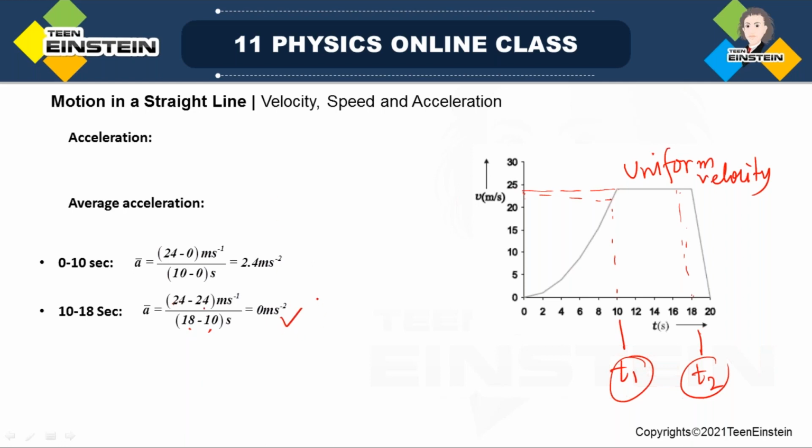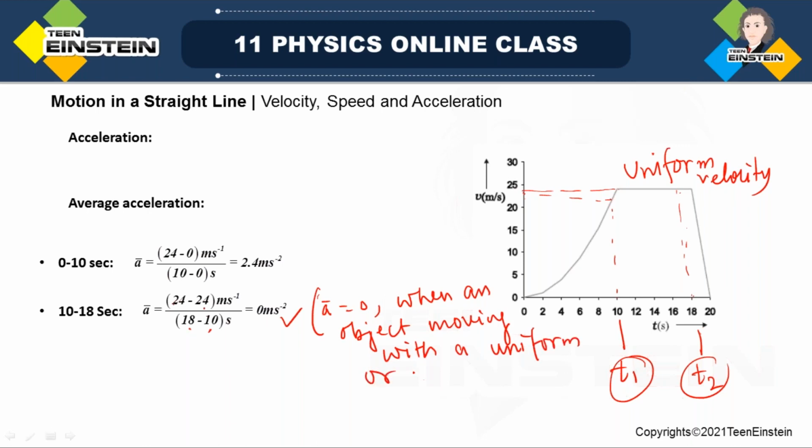So this is the average acceleration, 0, which means when an object is moving with a uniform or constant velocity, both are the same, it has 0 acceleration, whether average or instantaneous. So this is what it implies.